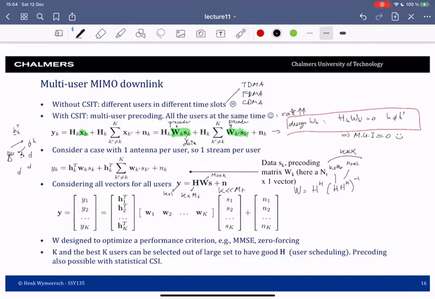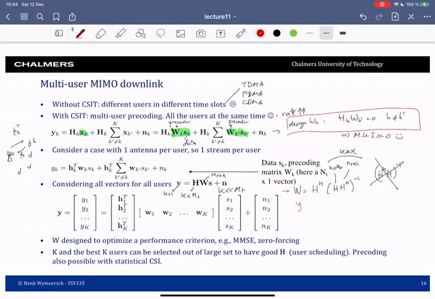So this means we could not, for instance, write (H Hermitian H) inverse. This does not exist because this would be a matrix that is of size Mt by Mt and it can be at most rank K. So this is not allowed. Anyway, so let's suppose we say W is equal to this.